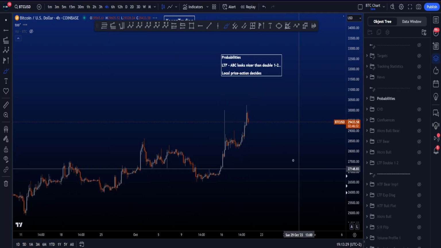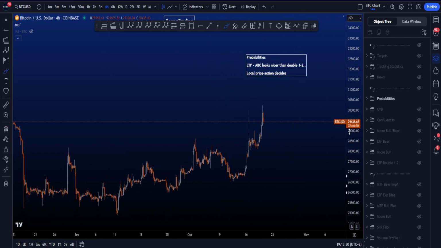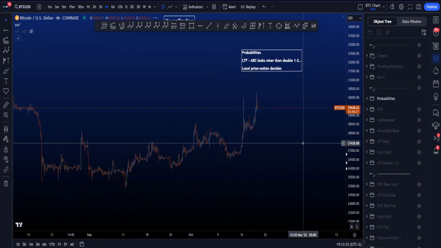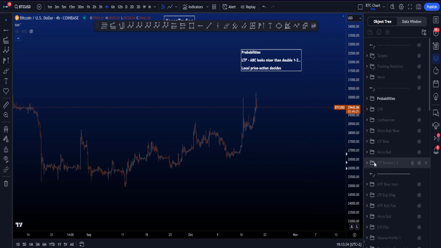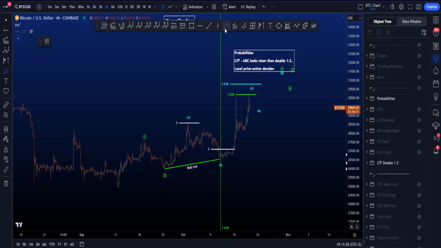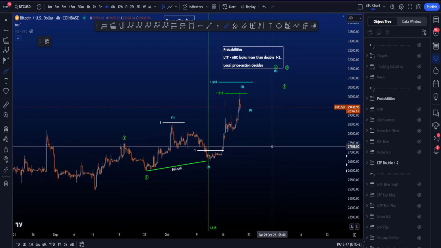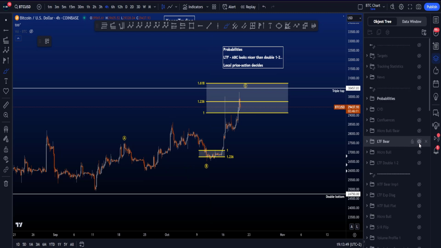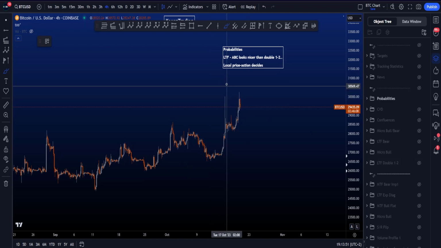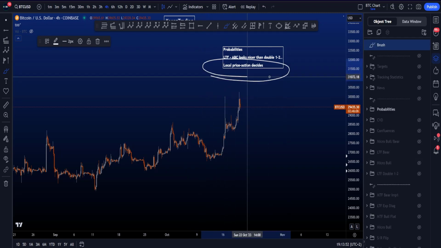So if we then zoom out and have a look at the probabilities of the different scenarios, well, based on my explanation, you kind of already get an idea that the double 1-2 over here just doesn't really look great. Is it possible? Yeah, you know, it's always possible. There's no certainties, but at the moment, it doesn't really look too great as explained compared to potentially the more bearish scenario. Now, most importantly, local price action decides.